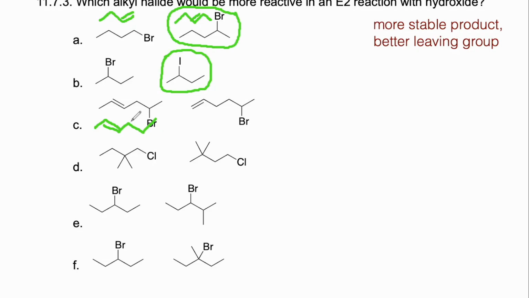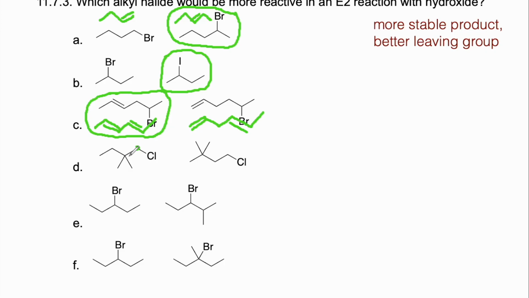Here, if we look at this alkyl halide, both of them are secondary, but this first one would be able to form a conjugated diene. This one over here would form the isolated diene. There's this sp3 in the middle. They're not conjugated. The electrons can't delocalize, and so the conjugated diene would be a more stable product. It would be easier to do an elimination reaction on this one.